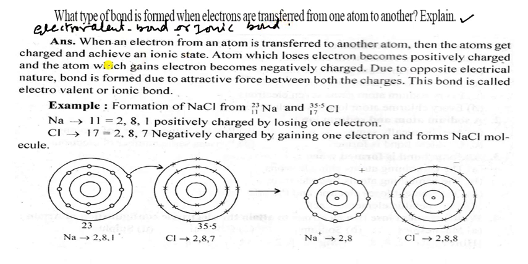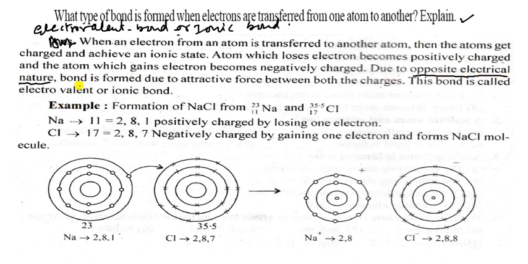Let us see the next question. What type of bond is formed when electrons are transferred from one atom to another atom? And that is the electrovalent bond. The answer is electrovalent bond. So you can write here electrovalent bond or ionic bond. So that one is your answer.